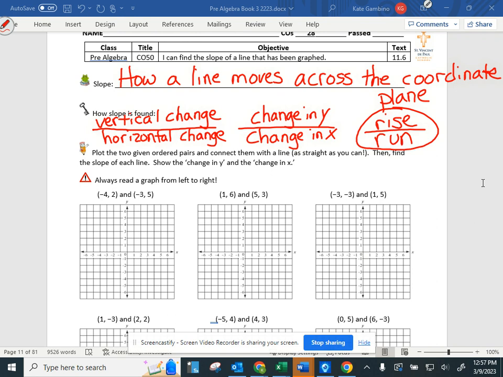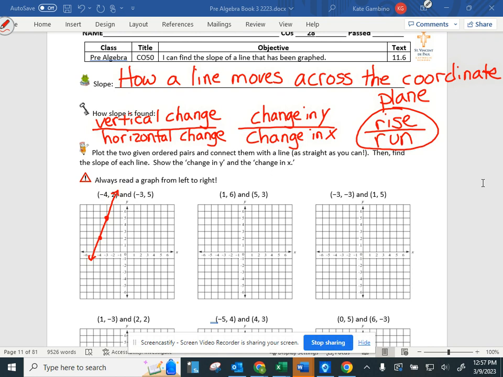So if we look at this first one, we have -4, 2. We're going to plot that on our graph. Then we have -3, 5. We're going to plot both of those on our graph. So right now, you should be plotting those two points. First thing you do is plot your points. Then you draw your line as straight as you can, making sure that it's a line and not a segment. Put your arrows.